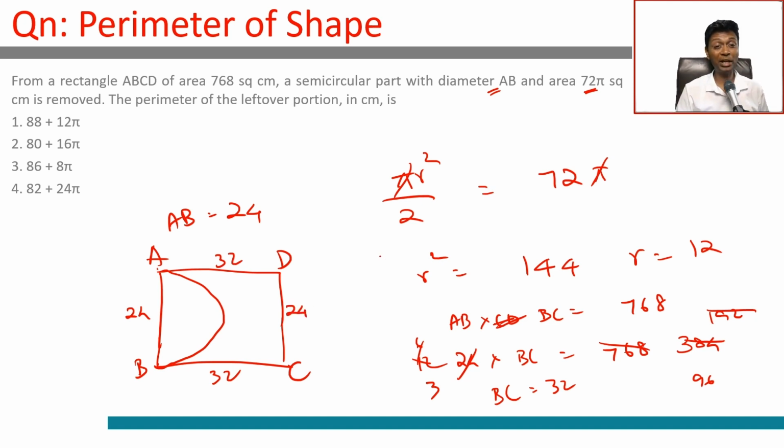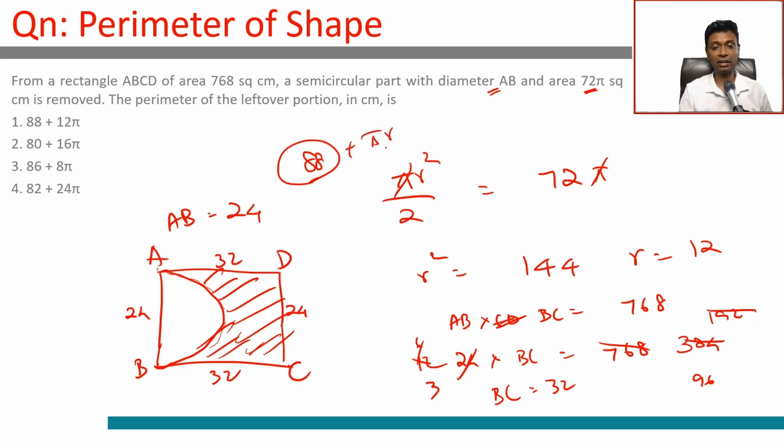Now we want to find the perimeter of the leftover portion. This is the perimeter. This is the leftover portion. Perimeter will be AD plus DC plus BC, and then half the perimeter of this circle. 32 plus 24 plus 32, 64 plus 24, 88, and then 2 pi r by 2, where r is 12, 88 plus 12 pi.